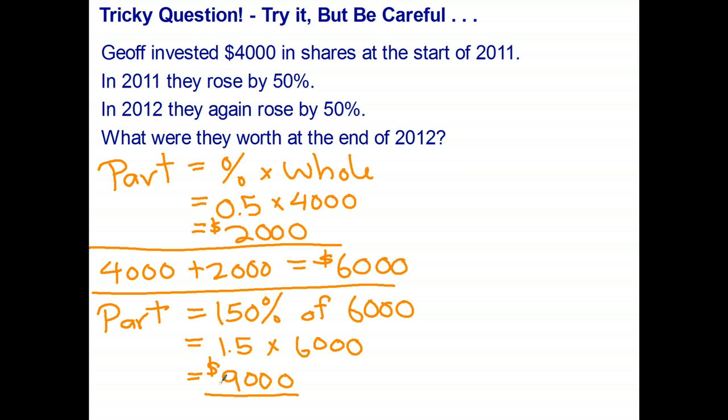So what makes it a bit tricky is you can't just add the 50%s, because the first 50% is based on the original amount, but the second 50% is based on the new amount, which was $6,000. So pretty much if you have questions like this, where you have a percent increase followed by a percent increase, you can't add the percents. You have to pretty much do it as 2 steps.